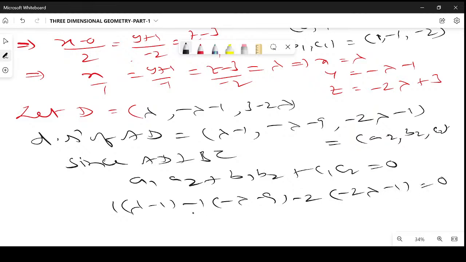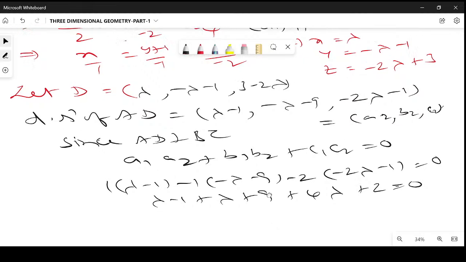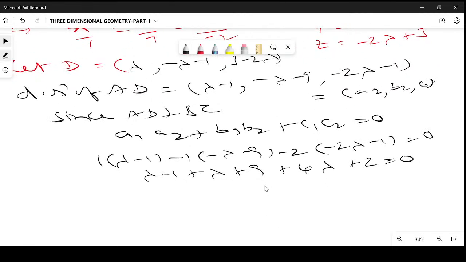Now you simplify, it comes lambda minus 1 plus lambda plus 9 plus 4 lambda plus 2 equal to 0. Simplify and check what it comes to now. 4 lambda plus 2 lambda is 6 lambda, equal to 8 plus 2, 10, so minus 10. So this will be lambda equal to minus 5 by 3. We got lambda equal to minus 5 by 3.